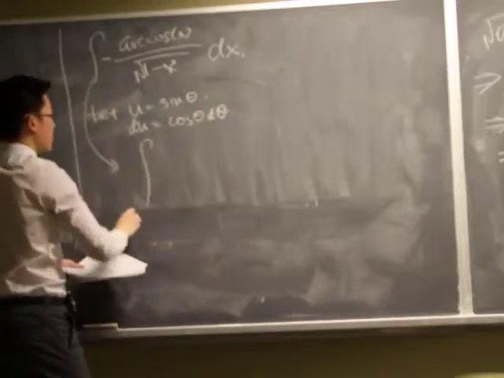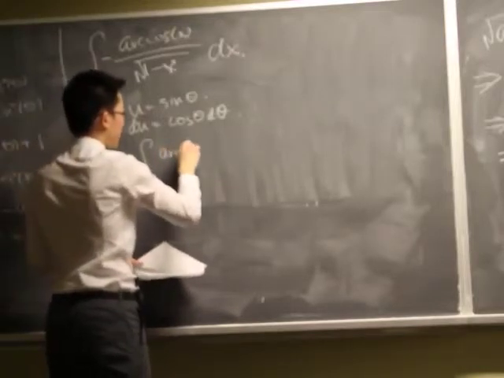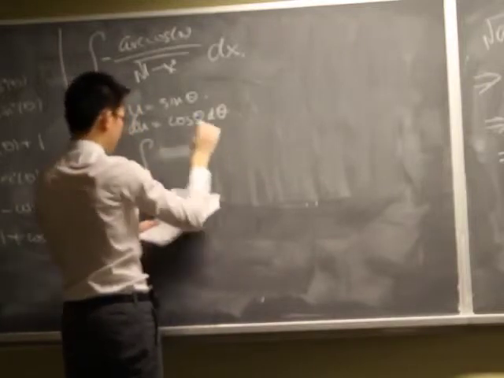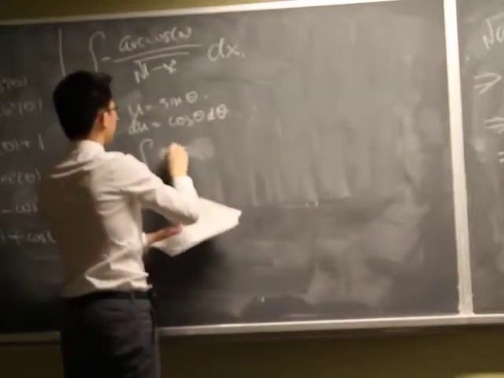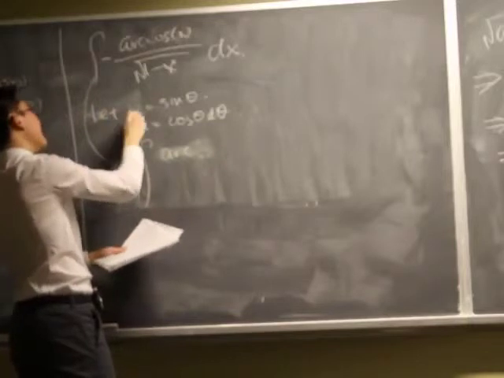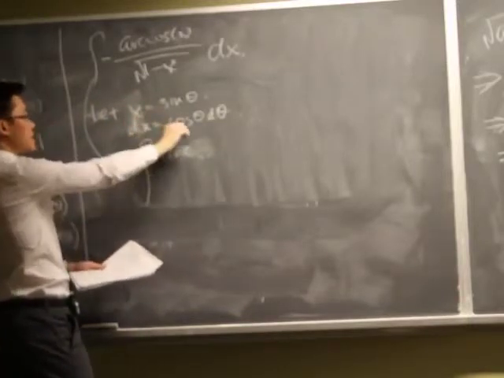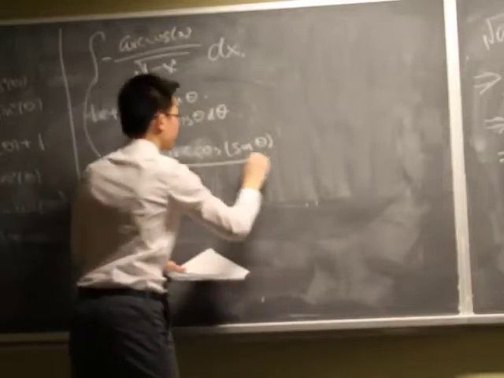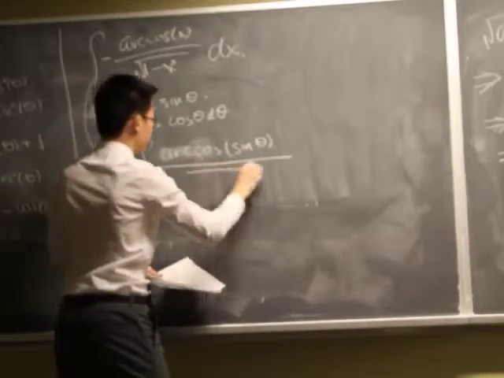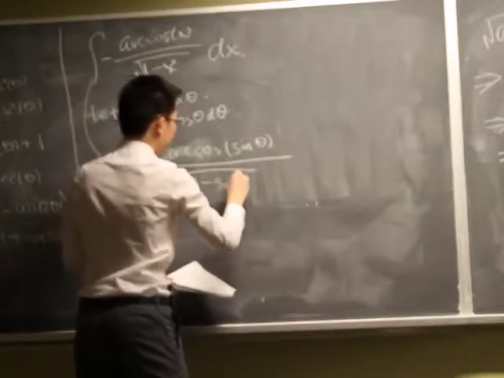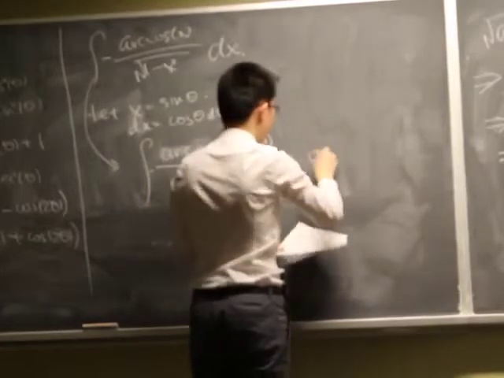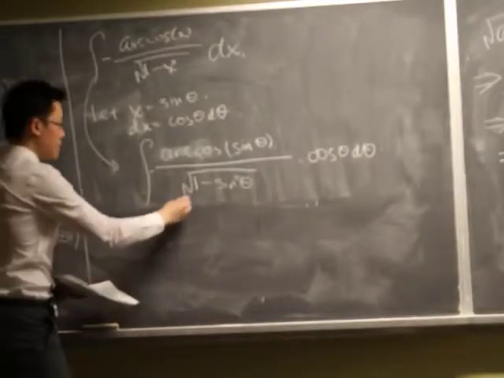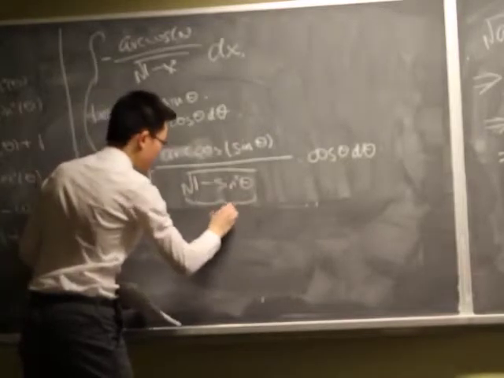So this integral will turn into the integral of arc cos of sine. Arc cos, my bad. I thought it was something wrong. But x equals sine theta, and dx equals cos theta d theta. And then we have arc cos of sine theta on top, and negative square root of 1 minus sine squared theta. The entire thing multiplied by cos theta d theta. Right? Now this denominator here again just turns into cos theta.